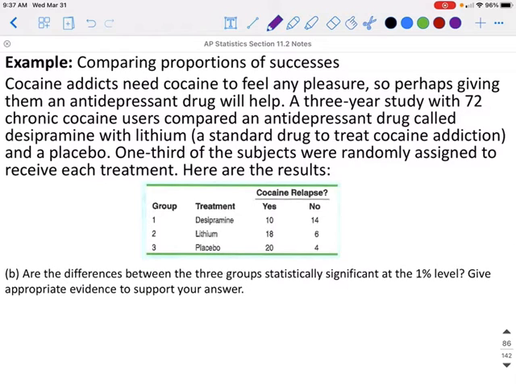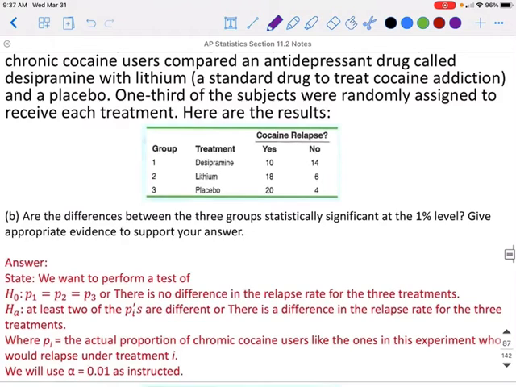Are the differences between the 3 groups statistically significant at a 1% level? Give appropriate evidence to support your answer. So this is going to be a 4-step problem. Remember, first we're going to start with our state, then we do plan, do, and then conclude.